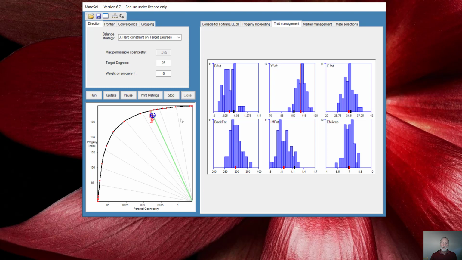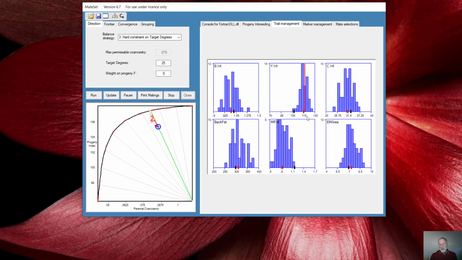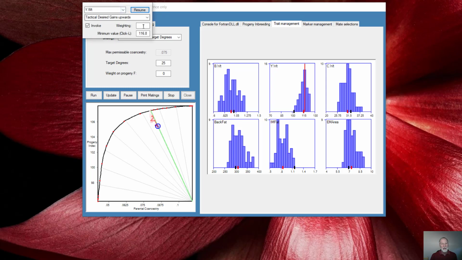And we might think that we would probably want even more yearling weight. So let's say we go and click a bit further to the right and say that we want to have that amount of gain in yearling weight. The analysis may or may not get there depending on a couple of things. It hasn't quite got there. I'll push that a little bit harder by putting the weighting up to 10.